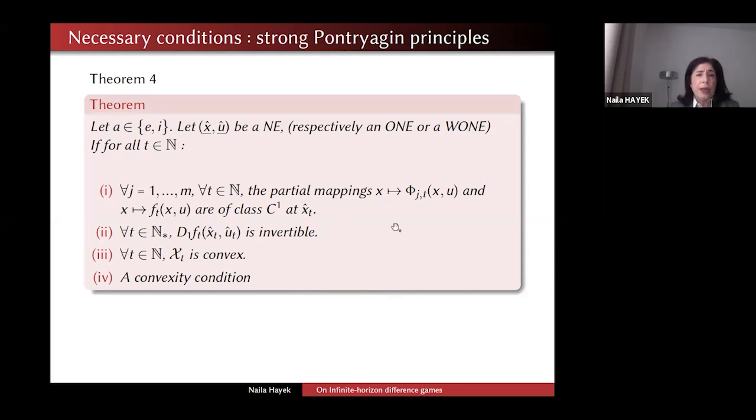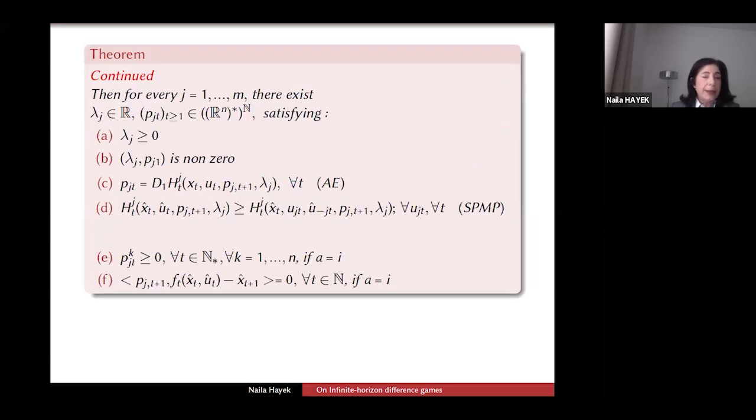Here the functions phi jt and ft should be of class C1 only with respect to the state, because I will not differentiate with respect to the control, with respect to the strategies. I also have the conditions of invertibility on D1 ft. I need the set of states to be convex, and I need a convexity condition. I will talk about it a little later. Notice that when we are working in continuous time problems, we don't need convexity conditions to obtain results as strong Pontryagin principles. This is particular to the discrete time case.